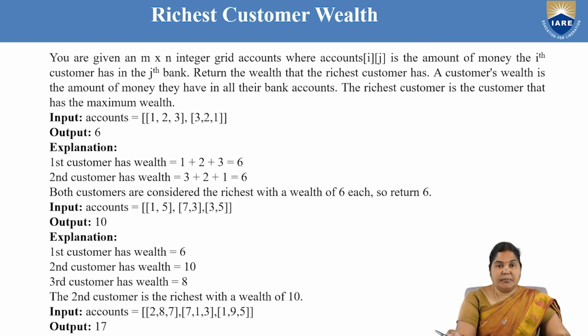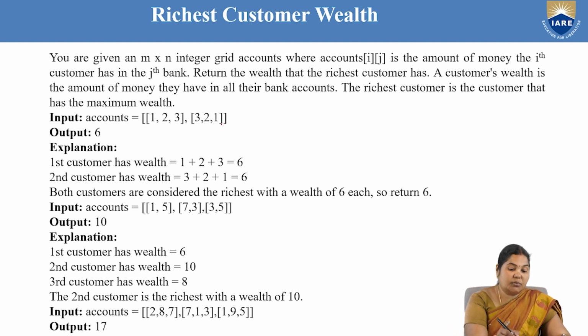The name of the problem statement is richest customer wealth. You are given an m by n integer grid accounts where accounts of i j is the amount of money the ith customer has in the jth bank. Now return the wealth that the richest customer has. A customer's wealth is the amount of money they have in all their bank accounts. The richest customer is the customer that has the maximum wealth. Okay, very simple problem. Let us understand.